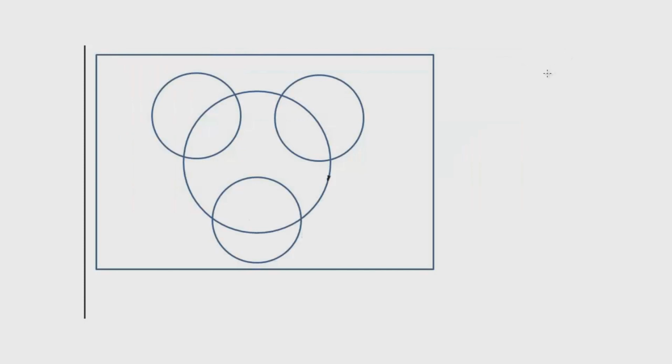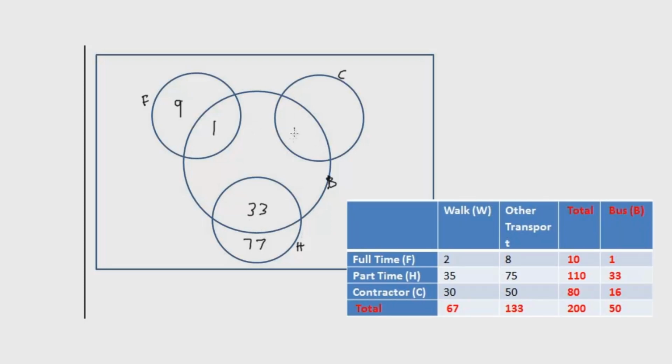So here's the outline of my Venn diagram. So the first thing we need to do is label each of the circles. So this one can represent full-time employees, this one can represent contractors, and this one can represent part-time employees, and this big circle can represent the people that travel by bus. So looking at your table, 1 full-time employee travels by bus, which means that the other 9 don't. Part-time, we have 33 that do, which means 77 don't, and contractors 16 do, which means 64 don't.